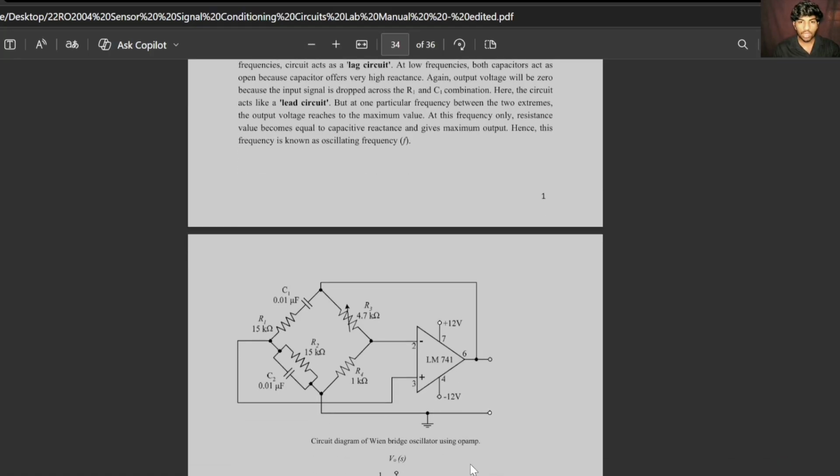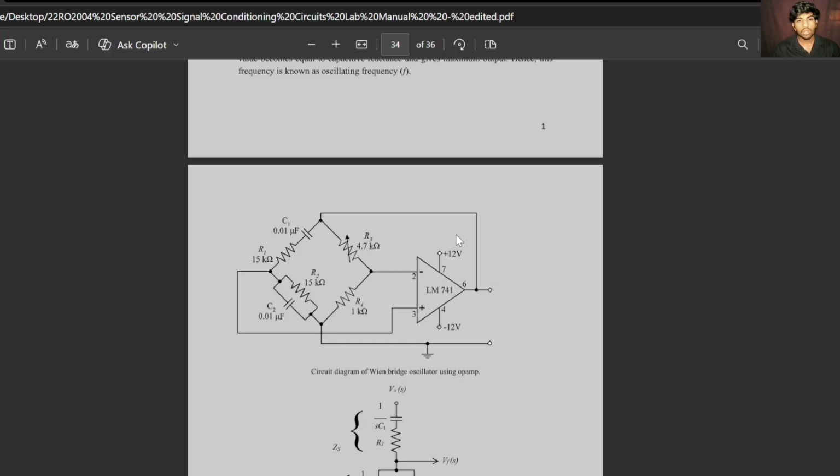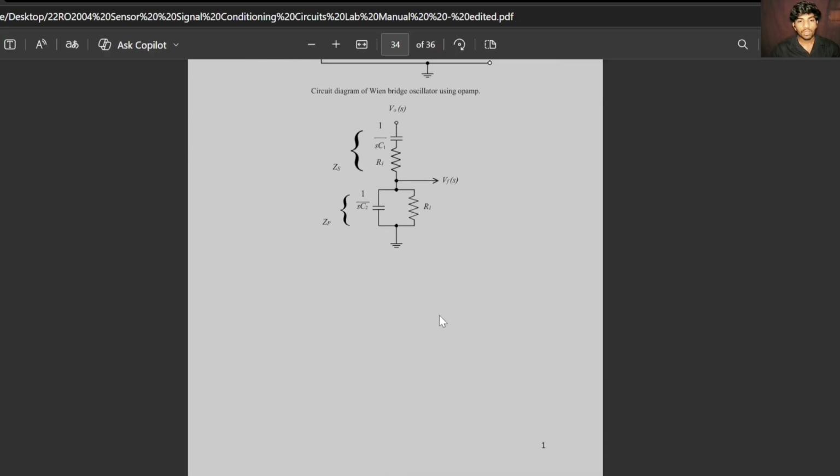Here we can see the circuit diagram of the Wien Bridge oscillator. This is the circuit diagram. Here we can see one resistor and a capacitor in series connection, and one resistor and another capacitor in parallel connection, with two resistors connected along. So this is the circuit diagram for the Wien Bridge oscillator.